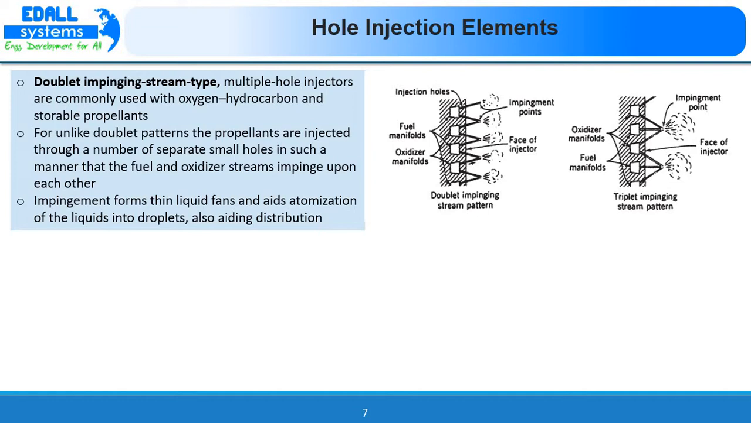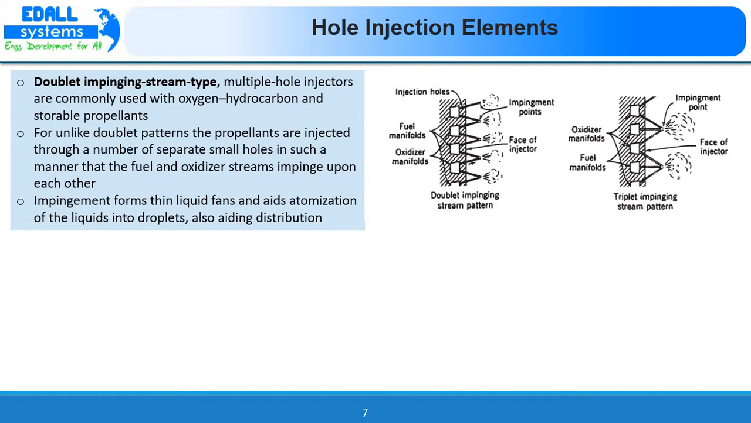Even in the figure we can see there are fuel manifolds and oxidizer manifolds and the injector face. Different holes are present and the impingement points are given. At the impinging points, fuel and oxidizer are mixed together because of these holes. The triplet impinging stream type is the next version of the doublet version, where three different holes are impinging the flow at one single location.